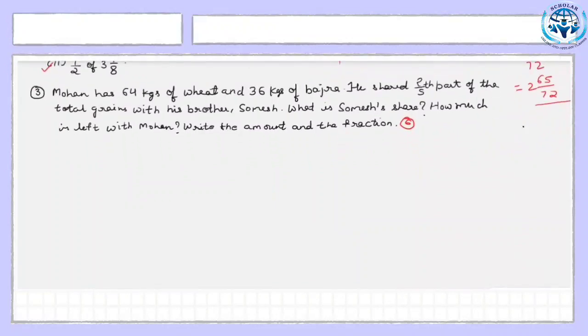Question number 3. Mohan has 64 kgs of wheat and 36 kgs of bajra. He shared 2 by 5, that means 2 by 5th part of the total grains with his brother Somesh. So Mohan has a total of 64 plus 36 is equal to 100 kgs of grains, of which he shared 2 by 5th part with his brother Somesh. So 2 by 5 of 100 is the amount that Somesh is getting.